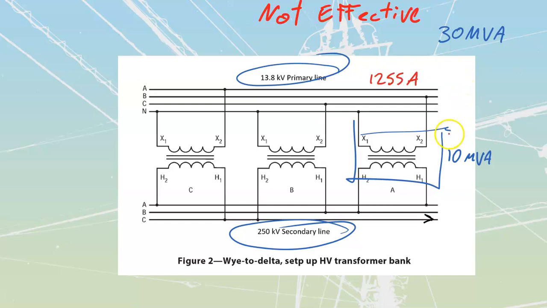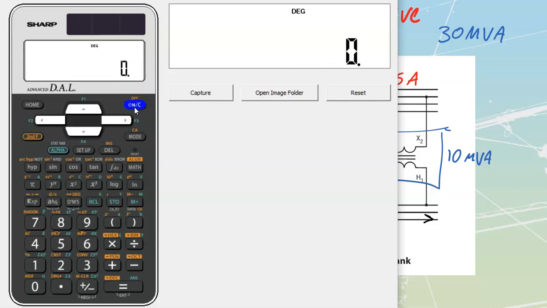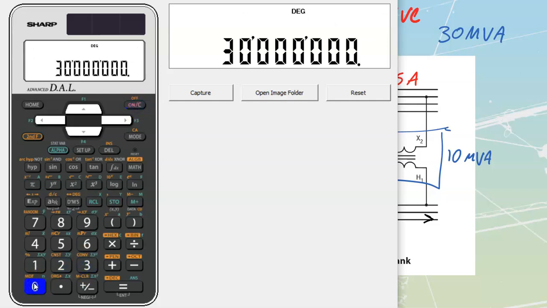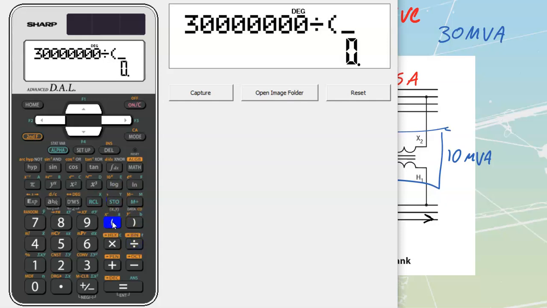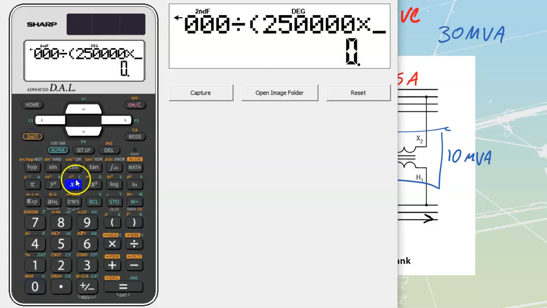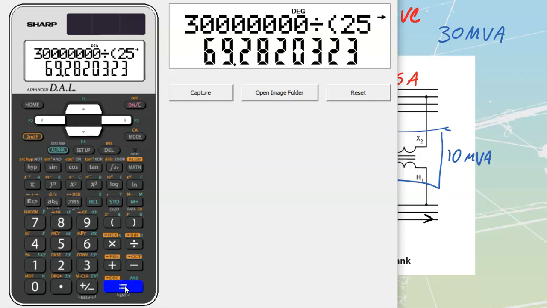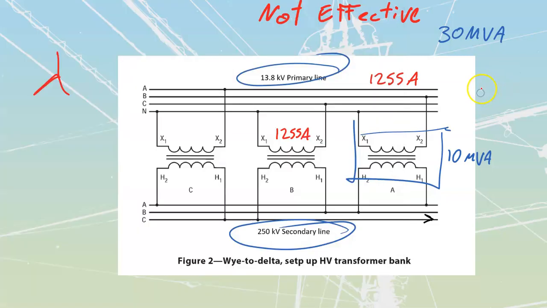What's my phase current going to be? Well, in this case, I have a Y over here, which means that my phase current is also going to be the same, 1255 amps across it. Let's take a look at our secondary side. Same calculation. We're going to take our VA, 30 million, divided by my high side voltage, 250,000, times root 3, which is equal to 69.28 amps. So we see that we come out to the same values of current, 69.28 amps on my line.